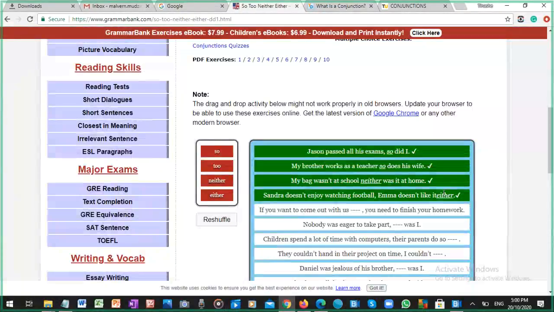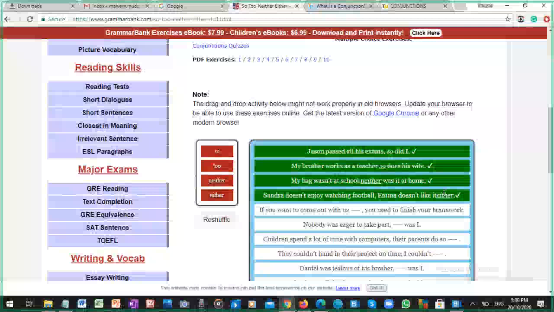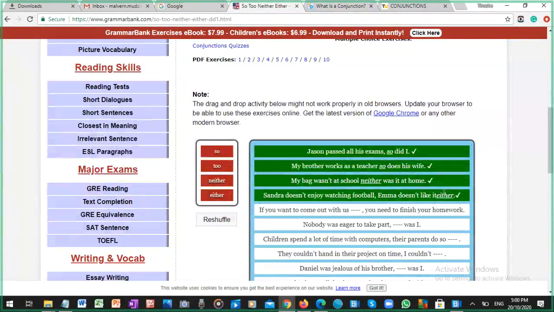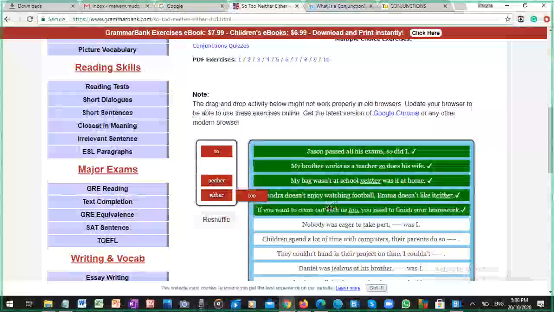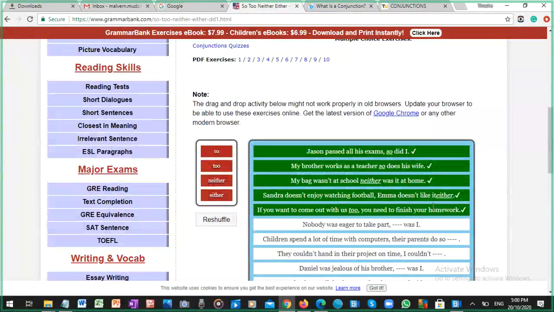If you want to come out with us, dash, you need to finish your homework. You want to come? Too? Well done. That's correct. If you want to come out with us too, you need to finish your homework. Okay. The next one. Nobody was eager to take part.